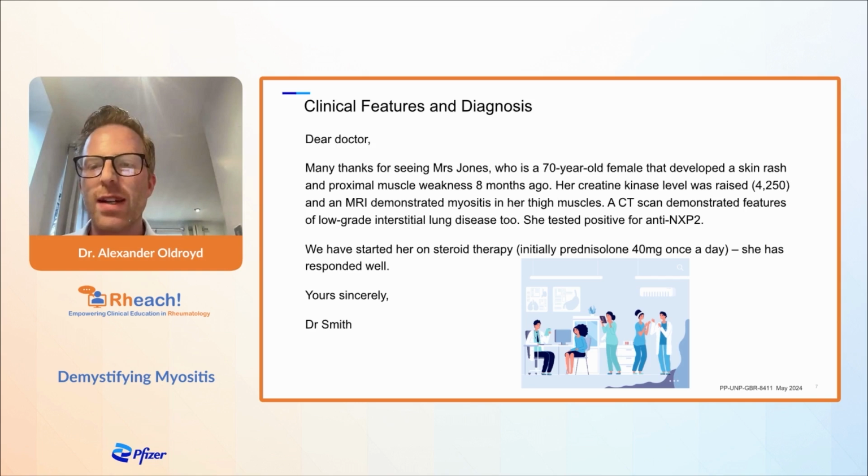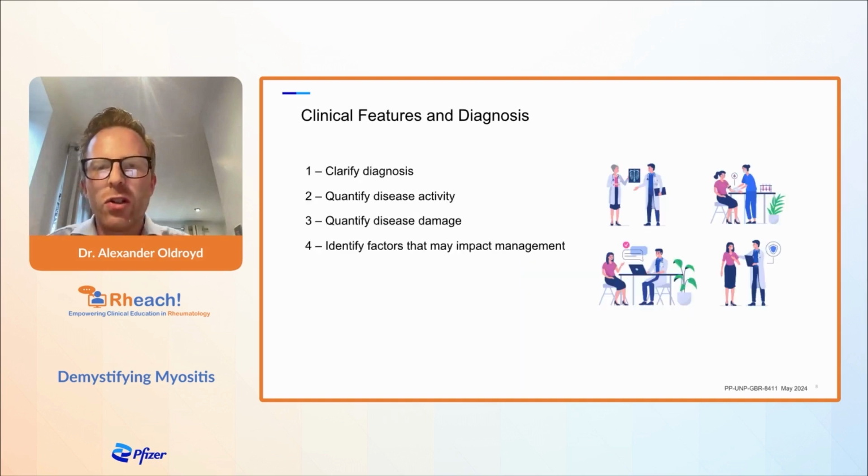And she tested positive for anti-NXP2, which is a myositis-specific autoantibody, which we'll talk more about later. She's already been started on steroid therapy, initially prednisone 40 milligrams once a day, and she has responded well. So, what are we actually going to do in clinic? We have a lot to talk about, we have a lot to examine, we have a lot to consider how we're going to manage. And these are the 4 things that I always think about.